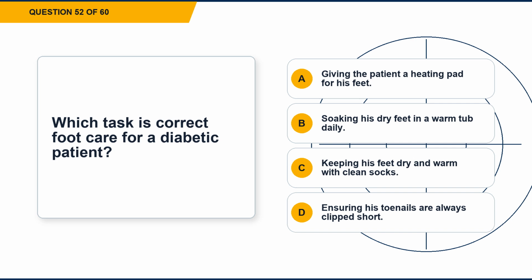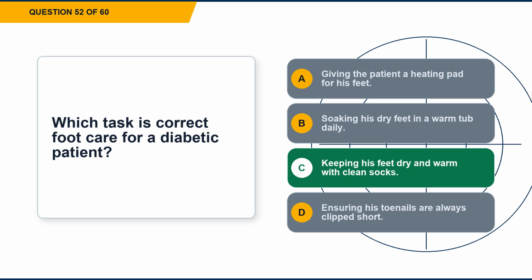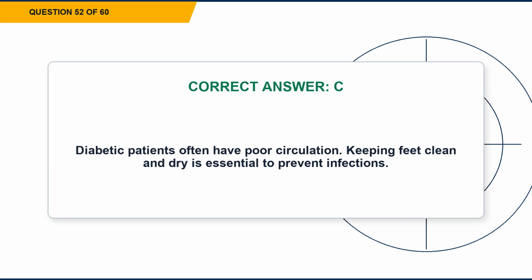Question 52. Which task is correct foot care for a diabetic patient? Option A, giving the patient a heating pad for his feet. Option B, soaking his dry feet in a warm tub daily. Option C, keeping his feet dry and warm with clean socks. Option D, ensuring his toenails are always clipped short. The correct answer is option C, keeping his feet dry and warm with clean socks. Explanation: diabetic patients often have poor circulation. Keeping feet clean and dry is essential to prevent infections.